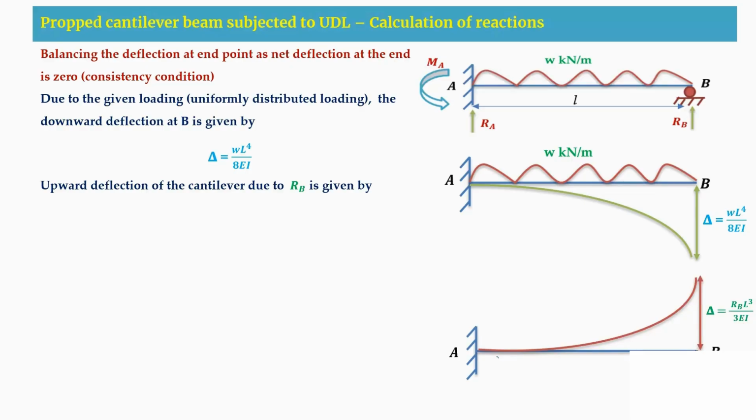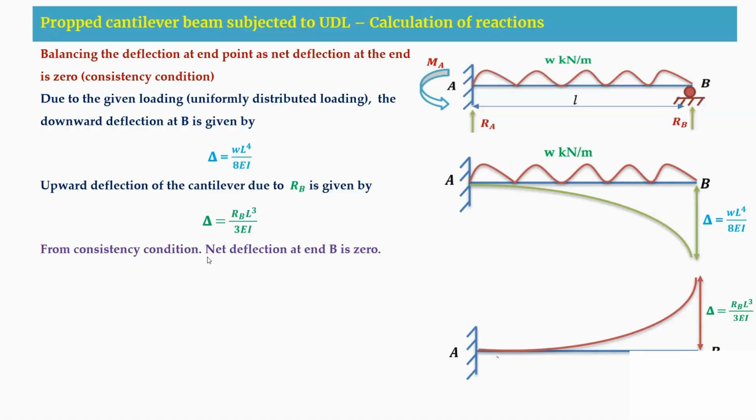So due to this point load acting vertically upward, we are having WL cube by 3EI. Here the load is nothing but your reaction in the upward direction, that is your RB. So delta is RB into L cube by 3EI. That is the deflection I am writing. So this deflection is in the upward direction.